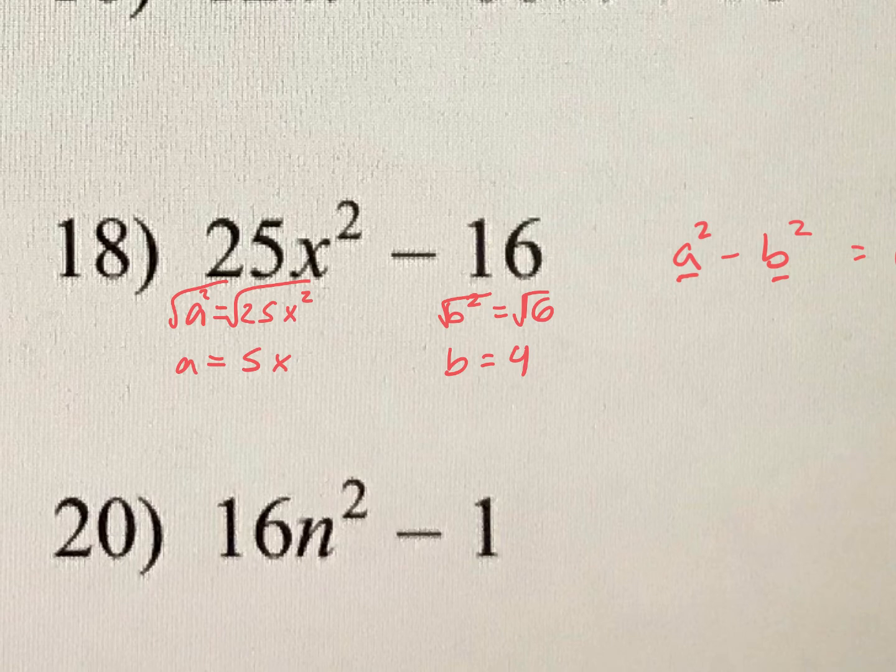So then you just plug in your a and b into that formula. You have 5x minus 4, or plus, doesn't matter the order, 5x plus 4. So 5x plus 4, 5x minus 4.